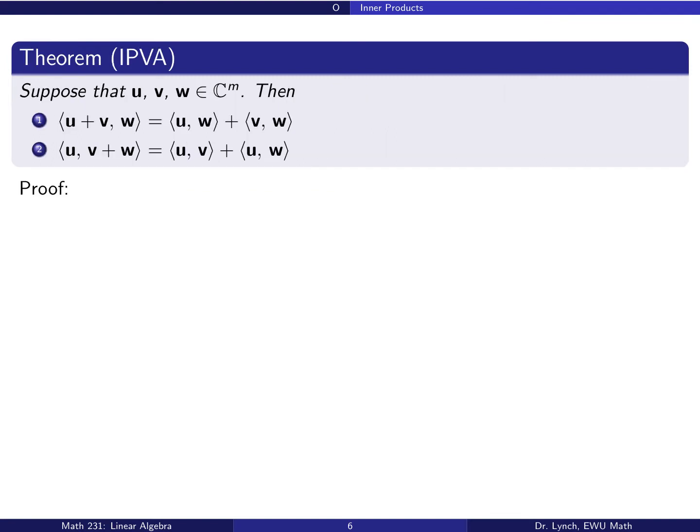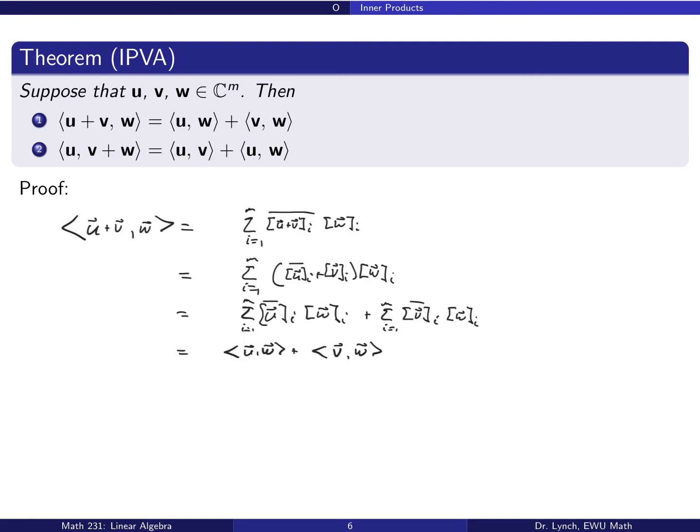A couple of theorems involving linearity and distributive properties of inner products. The first says that the inner product of a sum with another vector is the sum of the individual inner products. And that, as it turns out, is true whether the sum is in the first or the second position of the inner product. The way that you work this out is by using the definition of the inner product and then properties of vector addition, scalar multiplication, and elements of the complex field. So I'll go ahead and illustrate this for the first one.